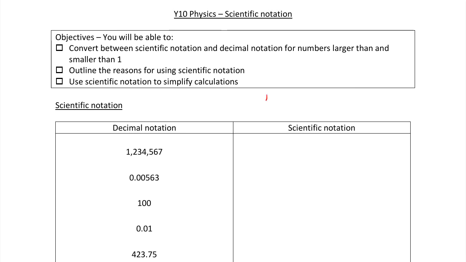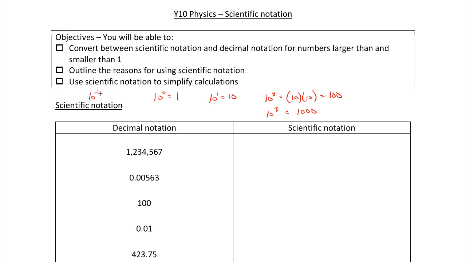Remember that 10 to the power of 2 means take two tens and multiply them together. So 10 to the power of 2 is equal to 100. By the same token, 10 to the power of 3 is equal to 1,000. 10 to the power of 1 is just equal to 10. Anything to the power of 1 is itself. 10 to the power of 0 is equal to 1.